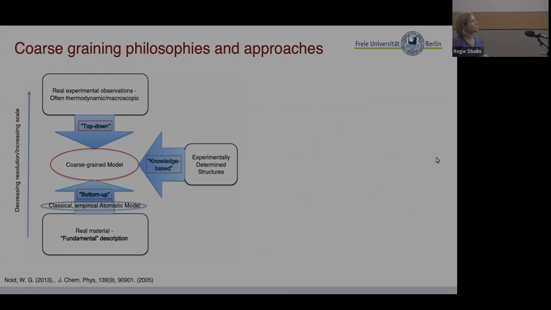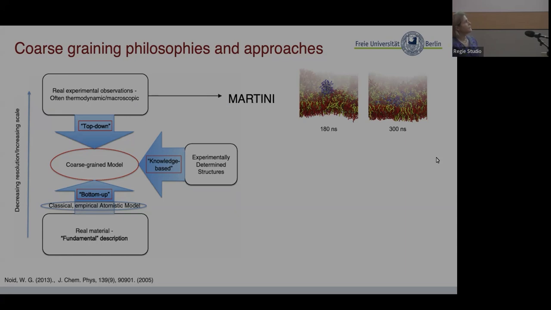You can go top down, meaning you say, okay, I don't care about what's inside. I just want to reproduce some set of experimental data. And if it works, it works. This is the strategy taken by Martini mostly. That is one popular coarse grain force field. They parameterize this force field using transfer free energies from different environments. And then they use it for simulating proteins, membranes, and so on. It works very well for membranes. For proteins, no, it's not so quantitative.